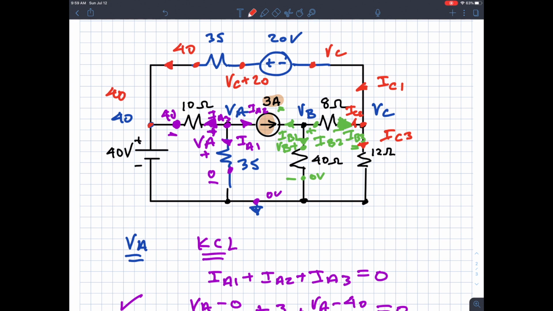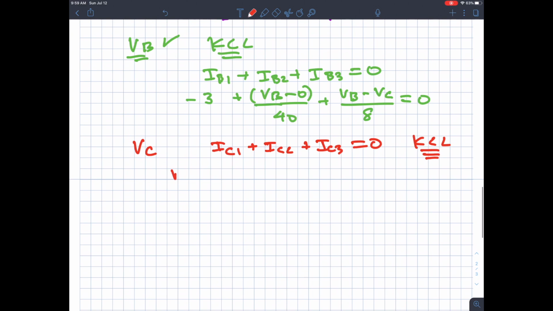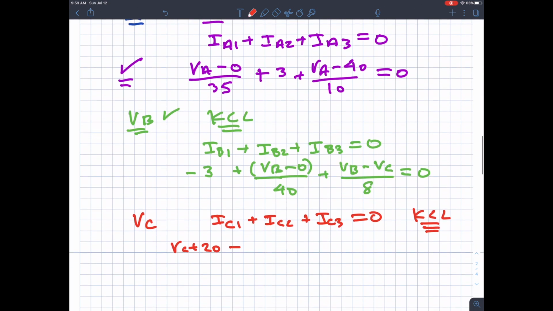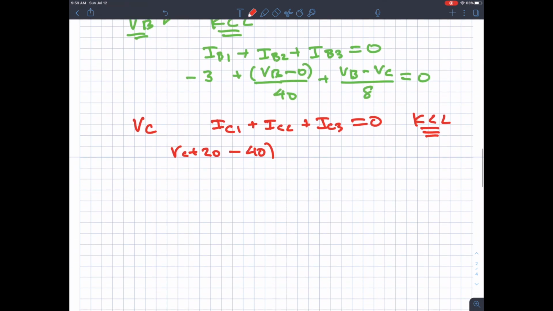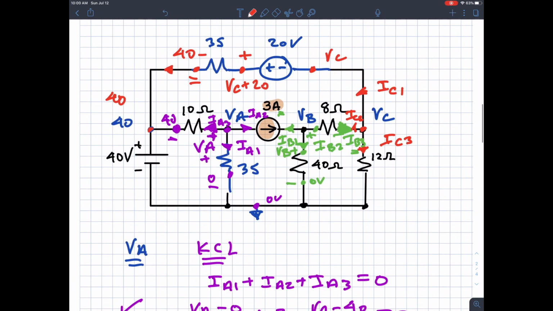IC1 moves this way, so I need plus here minus here. Okay, so I can get IC1, it's VC plus 20. That's one of the dots, minus the other dot. The other dot is 40. And then I divide by the equivalent resistance, which in this case is 35. Okay, so IC1, that's probably the trickiest one for this whole circuit.